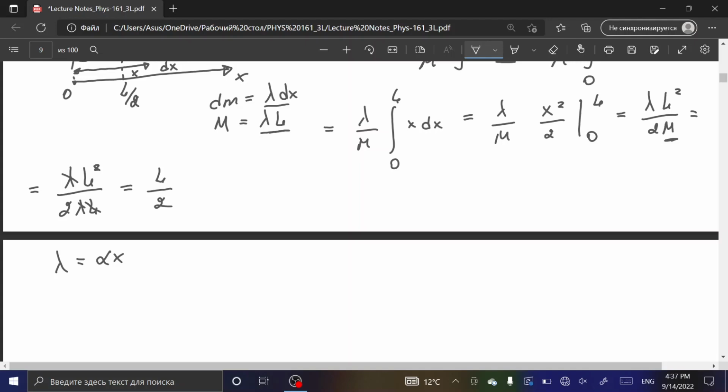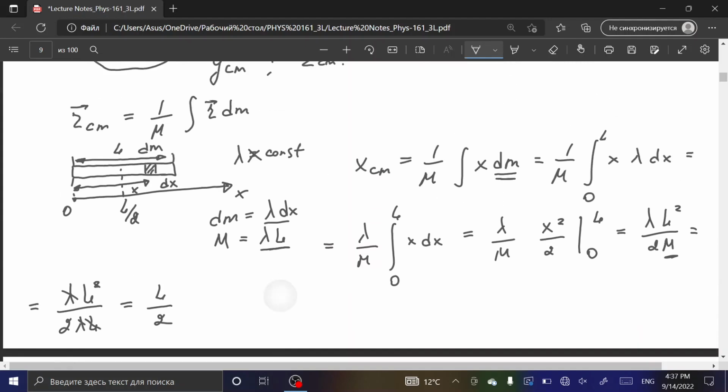So now, what is your suggestion where the center of mass should be? M equals lambda x. Now, yes, you're right. So if we integrate over this small element, instead of lambda, we substitute alpha times x. But the question before we go for calculations, where, from your point of view, this center of mass will be located?